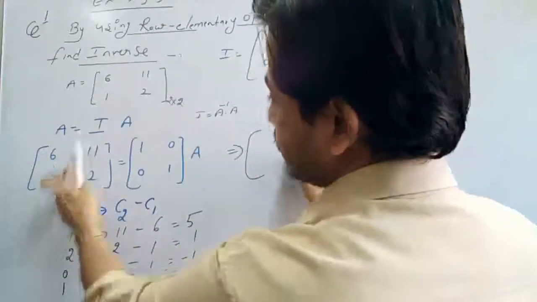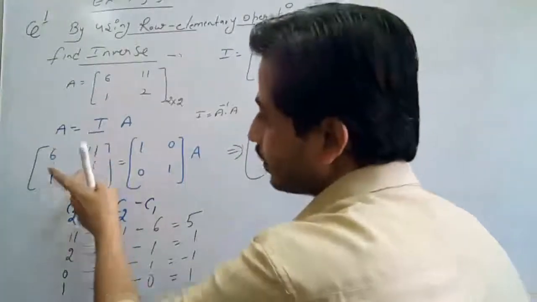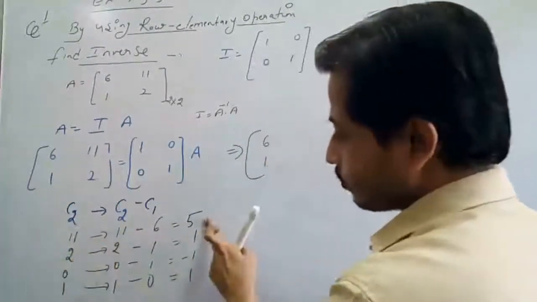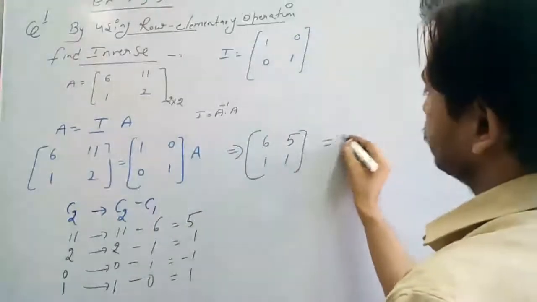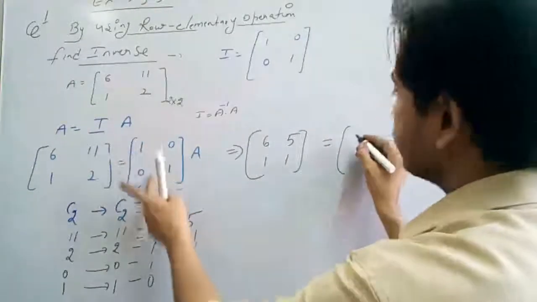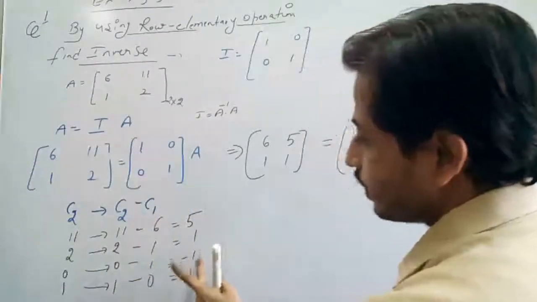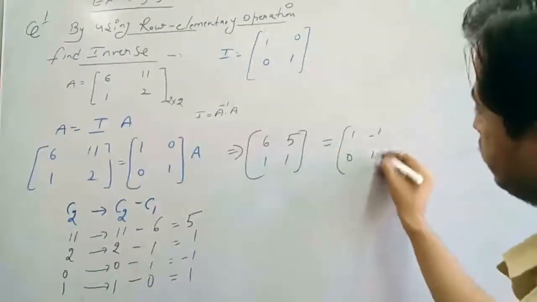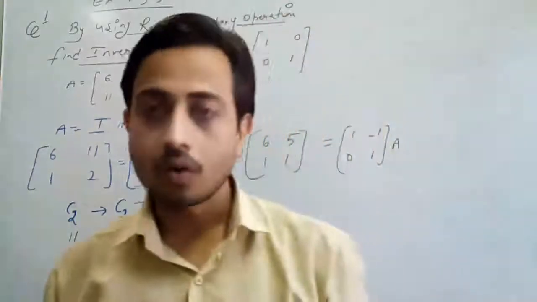Our C1 remains the same, 6 and 1. C2 will be changed, 11 and 2 replaced by 5 and 1, which is equal to C1 here remains the same, 1 and 0, and C2 will be changed, 0 and 1 change to minus 1 and minus 1, minus 1 and 1. This is our desired operation.